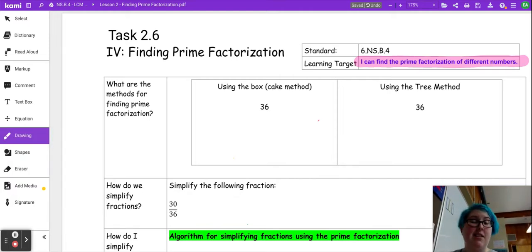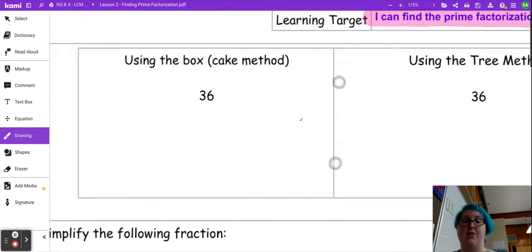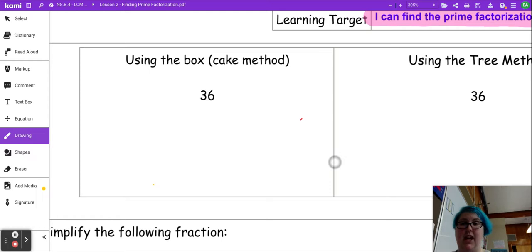Well, let's take 36 as an example. We're going to do two methods. We're going to do the cake method and the tree method. So let's zoom in and do the cake method. So first, we draw a little box, little L, and think of it like completing the square, like we're drawing a box around it. So we're going to start with 3 times 12.